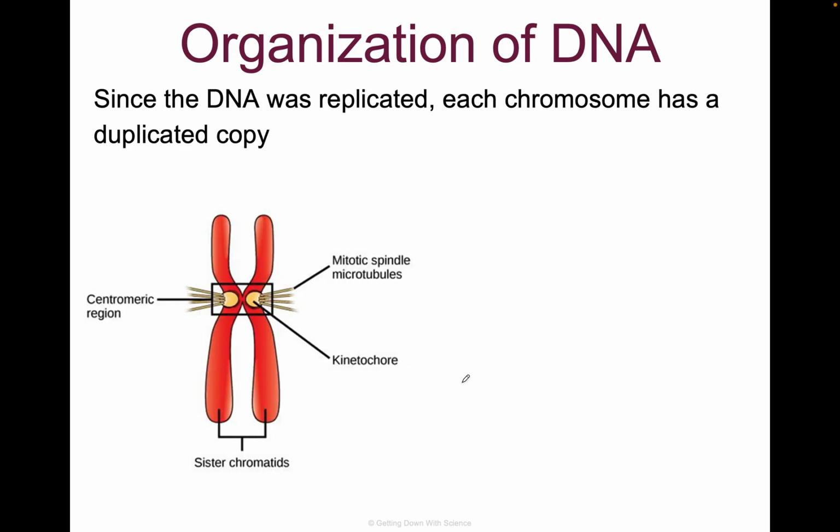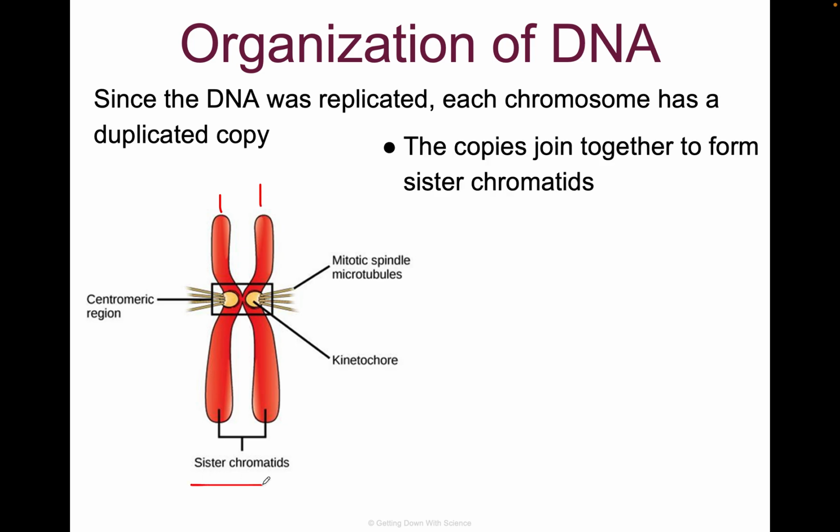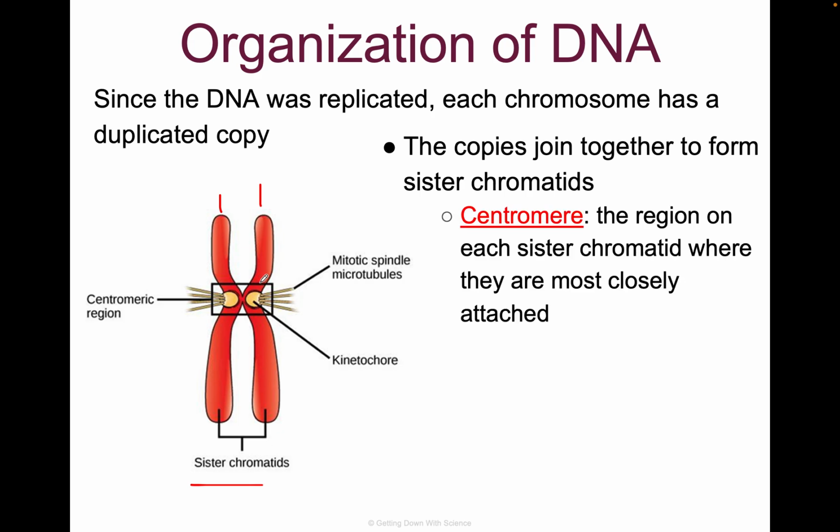Great. So here's what it kind of looks like, right? Since DNA was replicated, each chromosome has a duplicate copy. So you got one here and one there. We call those sister chromatids. They are replicas of each other. Copies joined together form sister chromatids. So each one of these strands of DNA, each one of these chromatids, is an exact copy of the other.